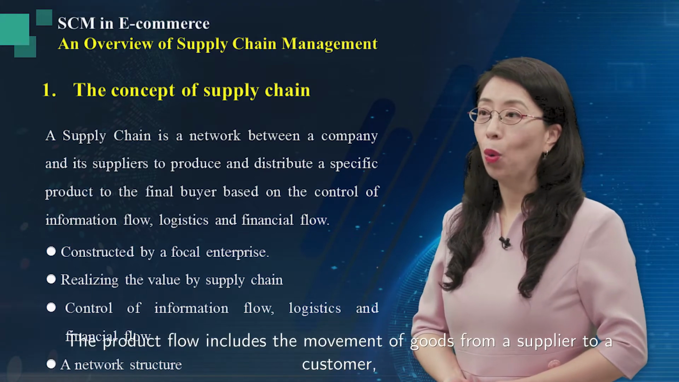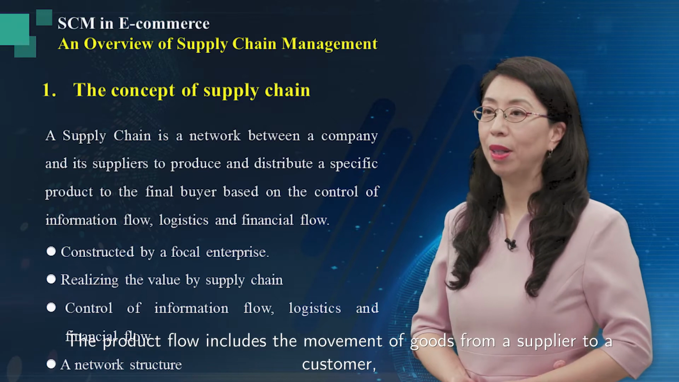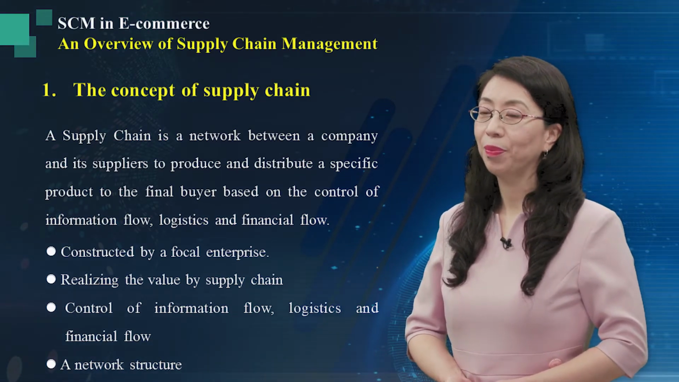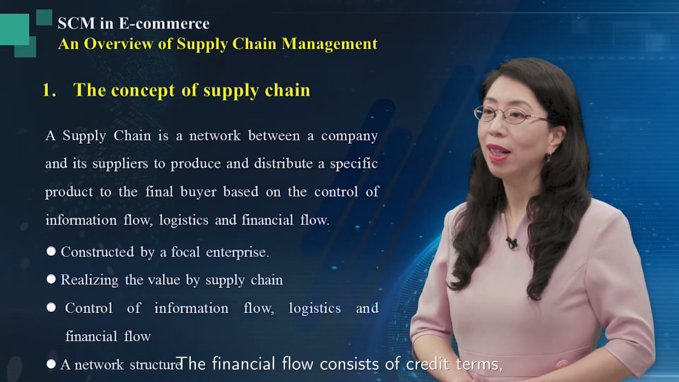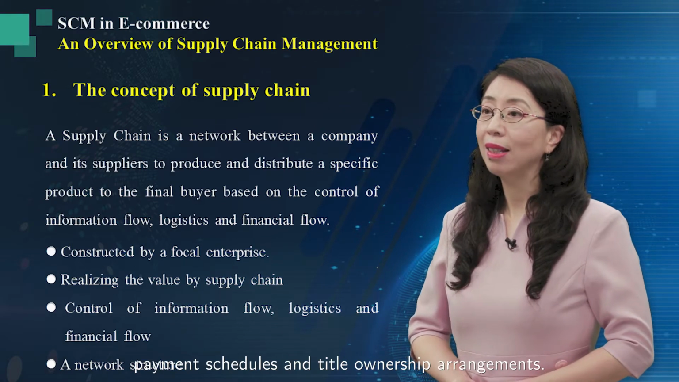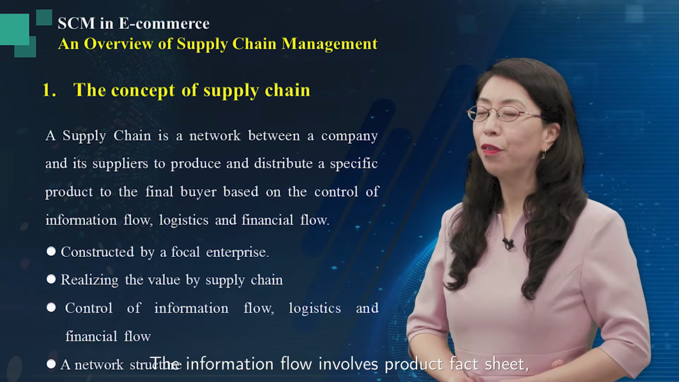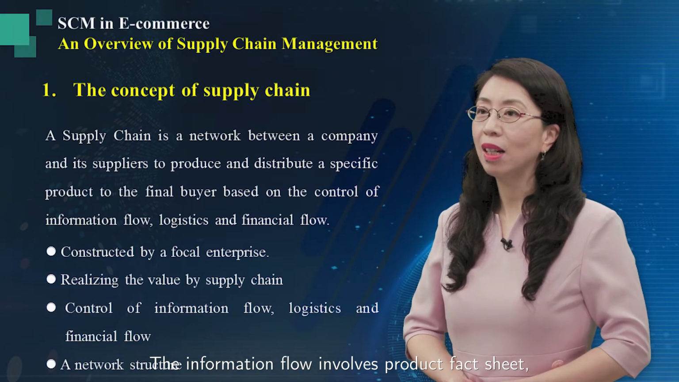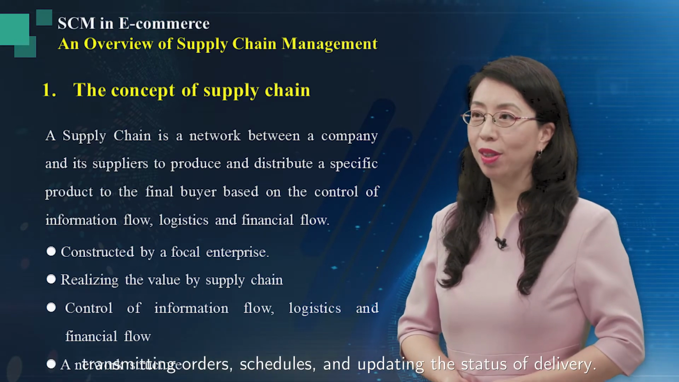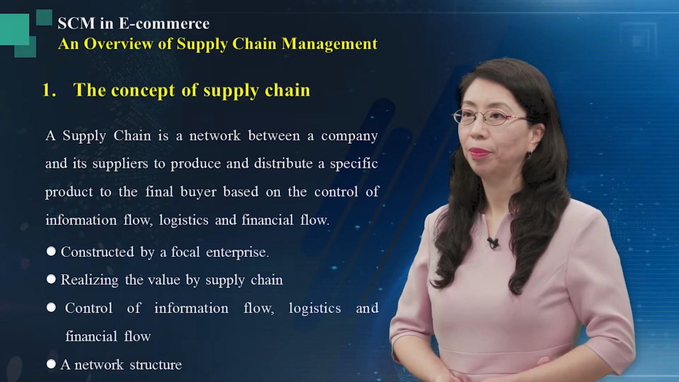The product flow includes the movement of goods from a supplier to a customer, as well as any customer returns. The financial flow consists of credit terms, payment schedules, and the title ownership arrangements. The information flow involves product fact sheet, transmitting orders, schedules, and updating the status of delivery.